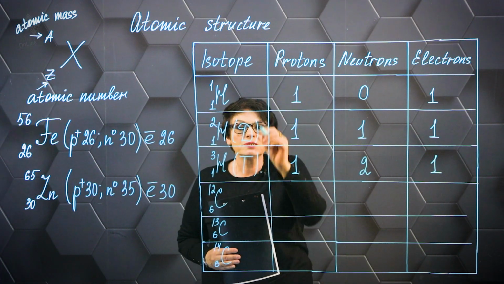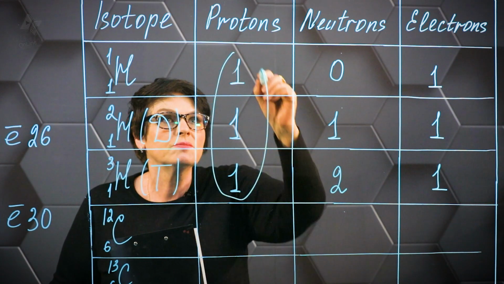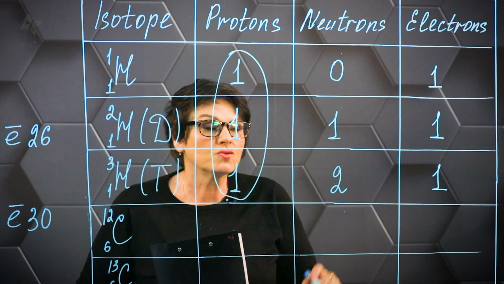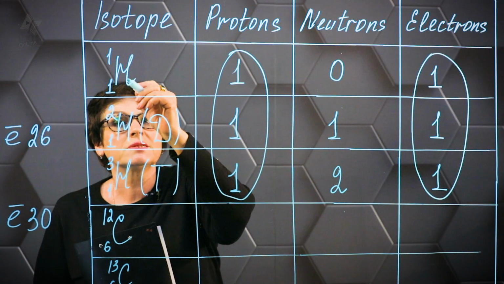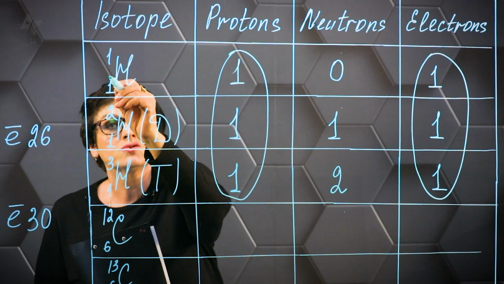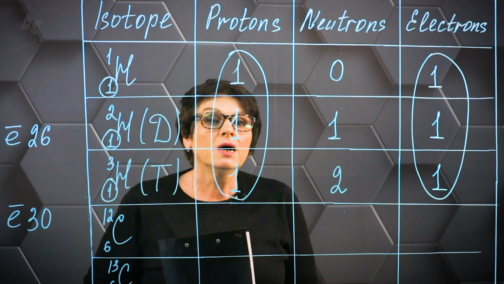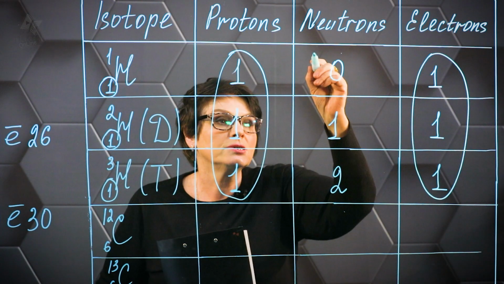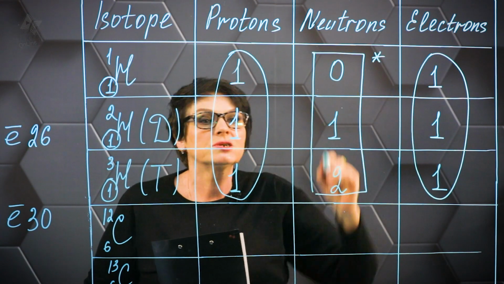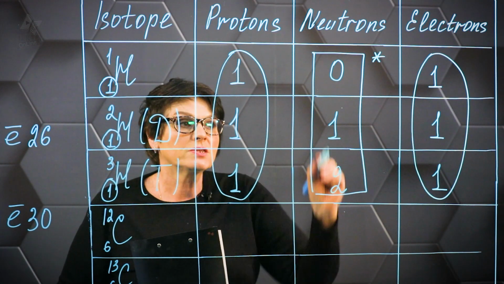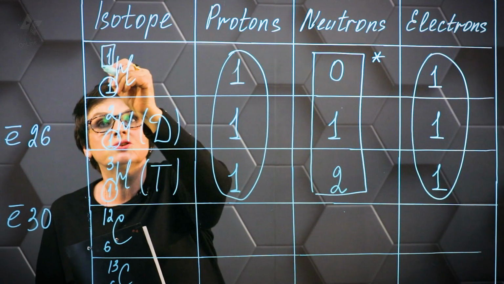Then it's easy to see that all isotopes of hydrogen have exactly the same number of protons and the number of electrons, and so they will have the same atomic number. That is, this atomic number will be exactly the same. Then what is different? They will differ in this case by the number of neutrons. This will be the difference for all isotopes. They will differ from each other by the number of neutrons. So the difference will be in this value of atomic mass and in the number of neutrons.